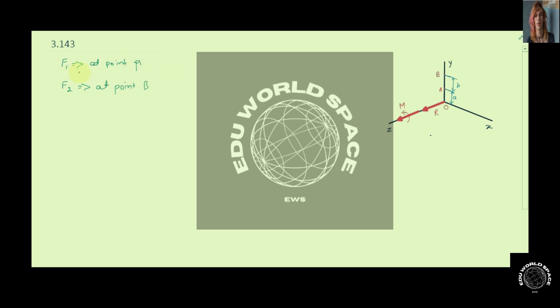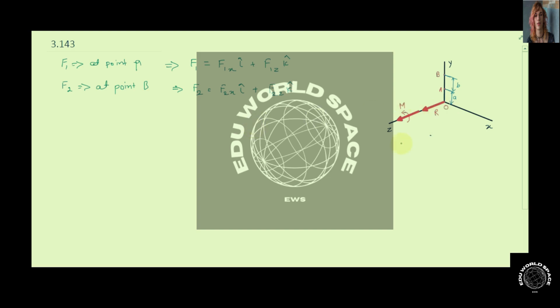Alright, so since these two forces are perpendicular to y, their component along the coordinate axis will not have any component in y direction. So F1 can be written as F1x i cap plus F1z k cap, while similarly for F2 we can write F2x i cap plus F2z k cap. Since they are perpendicular to y axis, there will be no j cap component.